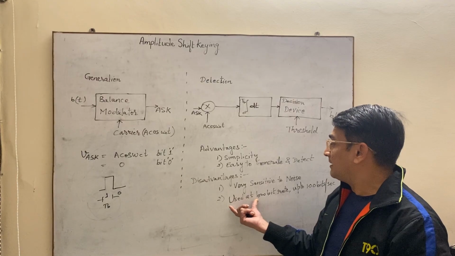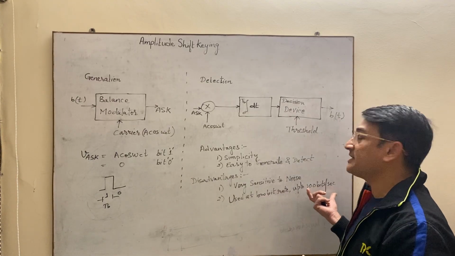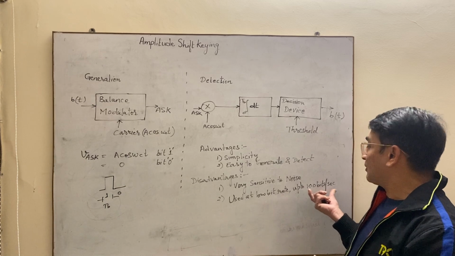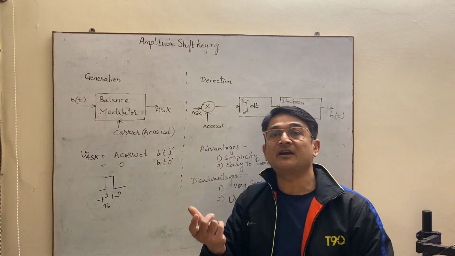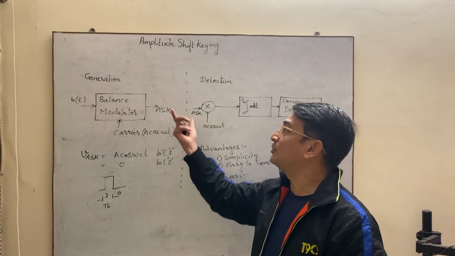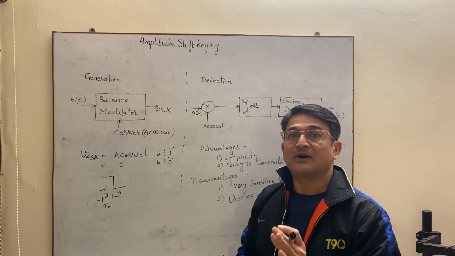Then the second disadvantage is it is used at low bit rates, up to 100 bits per second. As you can see, 100 bits per second is a very low bit rate, which is nowadays not in use. So you can say that the ASK signal is presently not functioning.